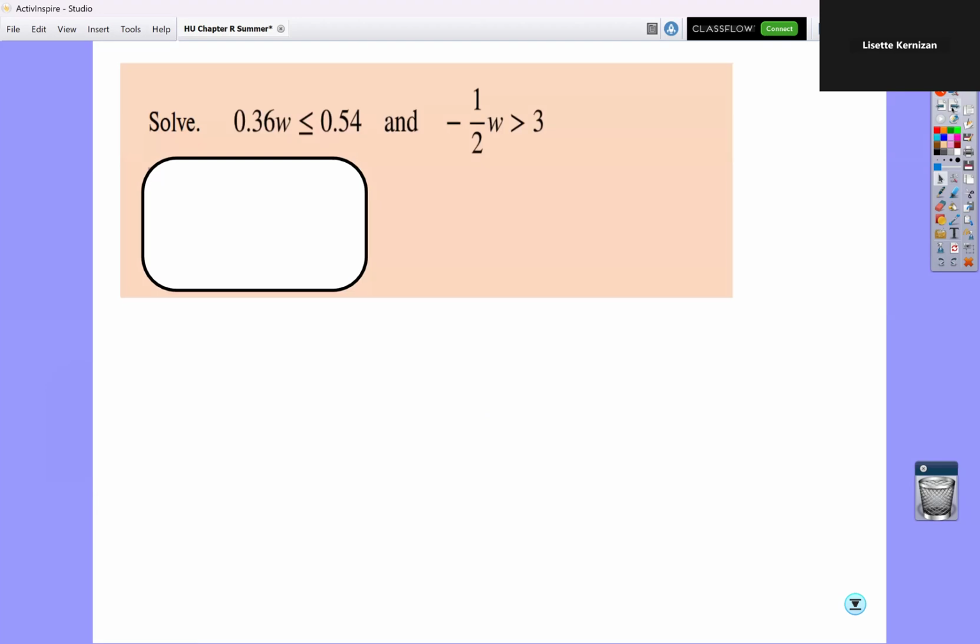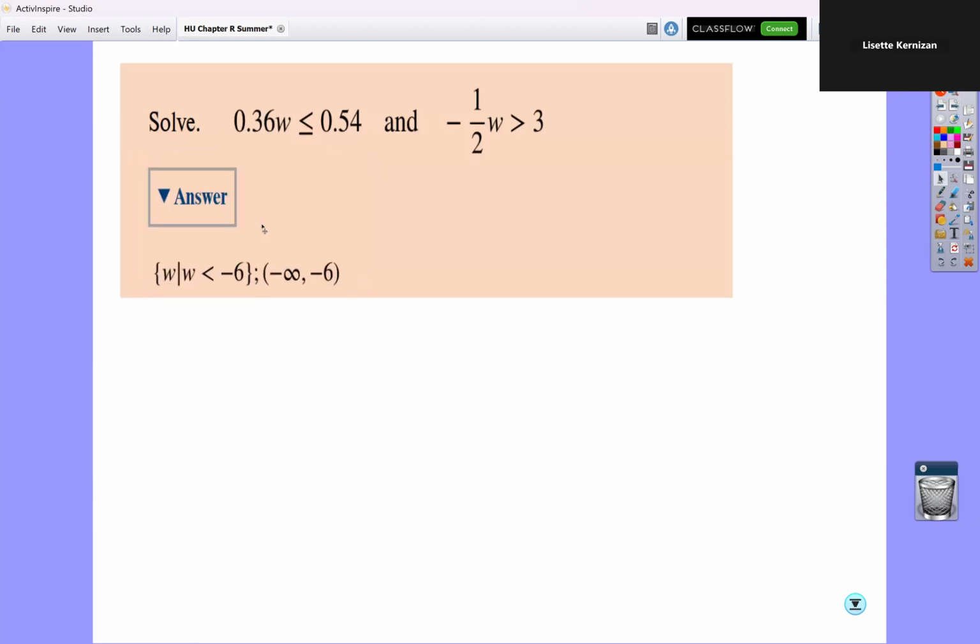Okay, try this one. Pause the video. Okay, this is what your graph should look like, or actually your solution. So w such that w is less than -6. And then if you're talking about interval notation, from negative infinity to -6.